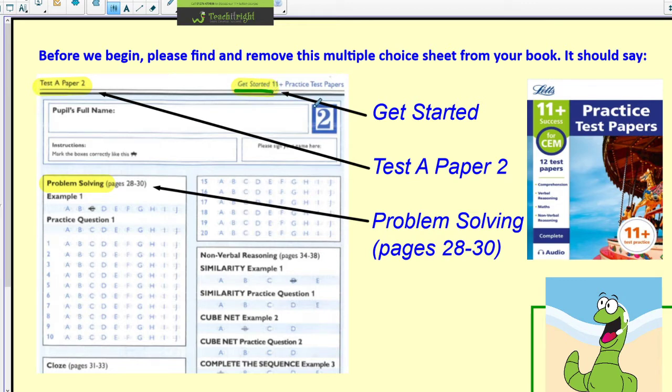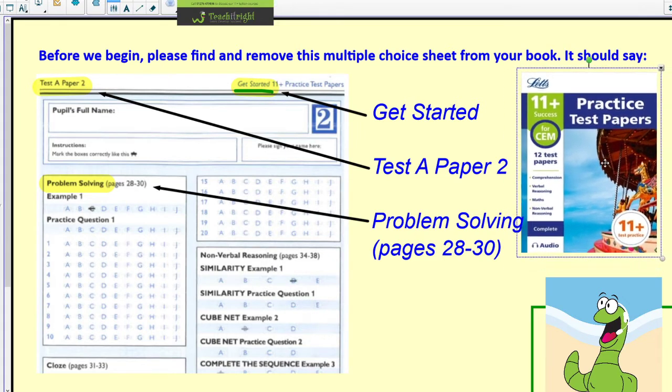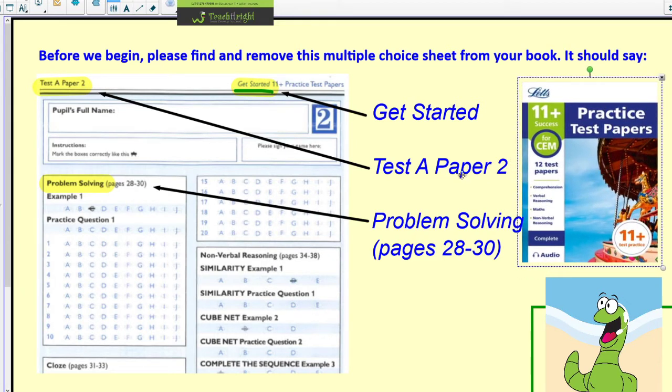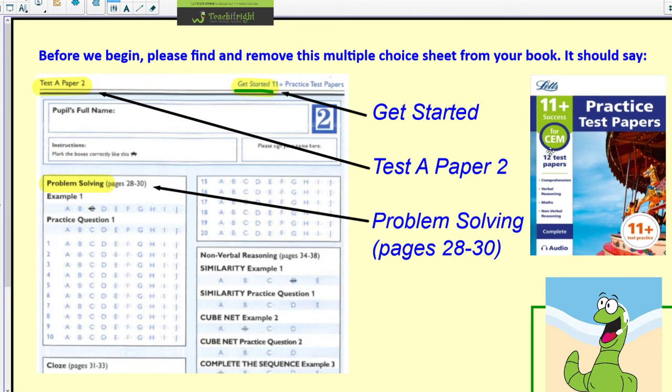So Get Started is super important. You may have heard me say this before, but I will say it again because it's just a really good explanation. This book on the right, this practice test papers, is best thought of as 3 books altogether. There's Get Started, which is the first book that goes from 0 to 90. Then there's Get Ahead, which is the next 0 to 90, and then finally Get Test Ready. And so obviously these are 3 different books, and that's why the page numbers restart.